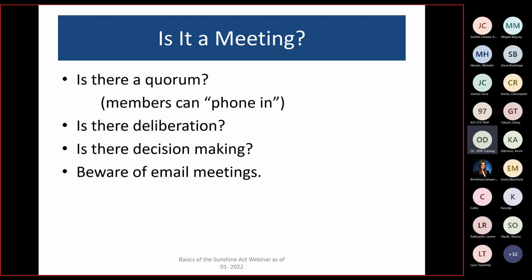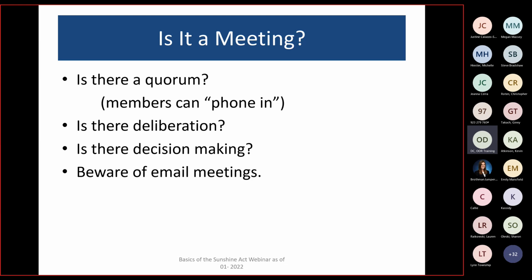Well, it's a vote. Okay, so any discussion that could result in a vote of government business for our jurisdiction would be subject to public scrutiny. Even if a vote is not taken, if you're discussing business of the government unit, that's deliberation. Thus, the gathering would be considered a public meeting and subject to the provisions of the Sunshine Act.